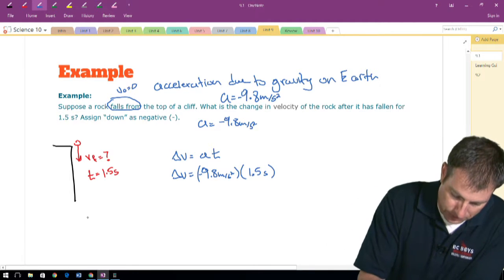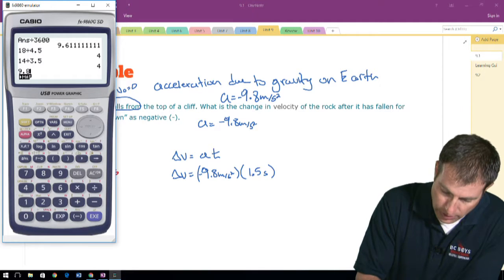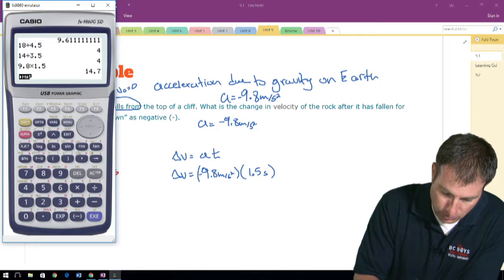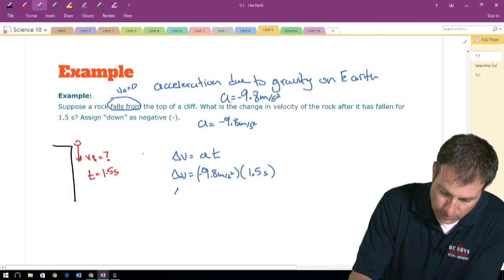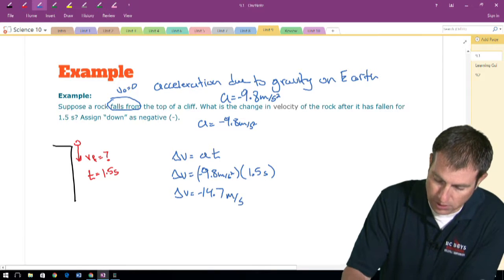It's going to be around 15, but it's going to be 14 point something. So 9.8 times 1.5, 14.7. And in this case, it's going to be negative because our acceleration is negative.